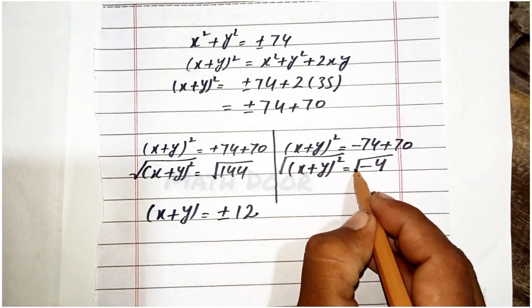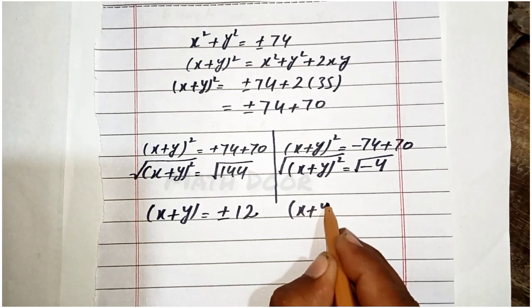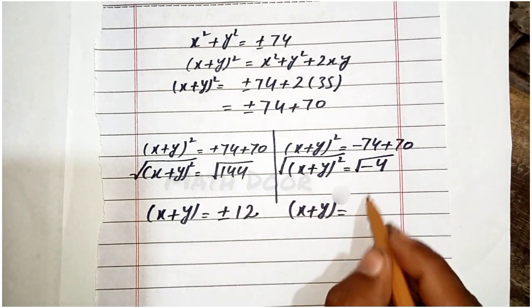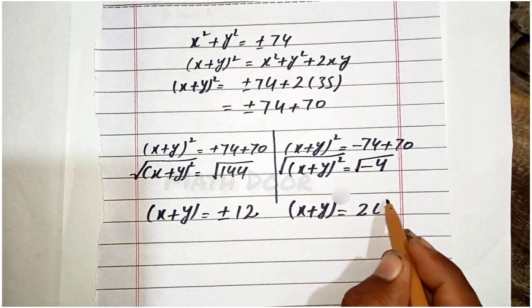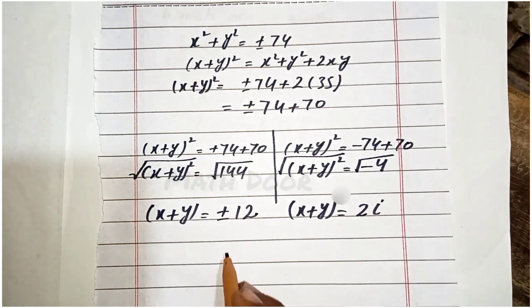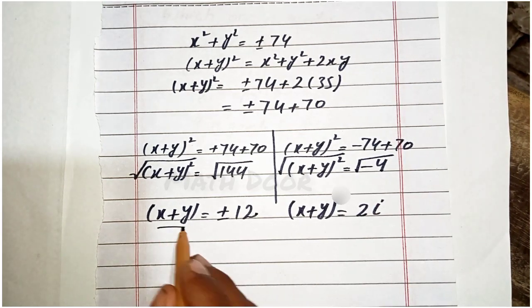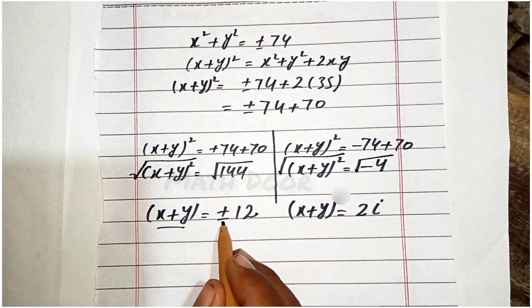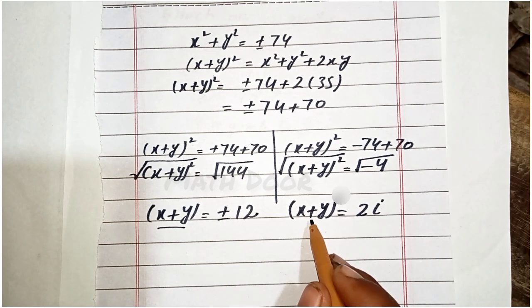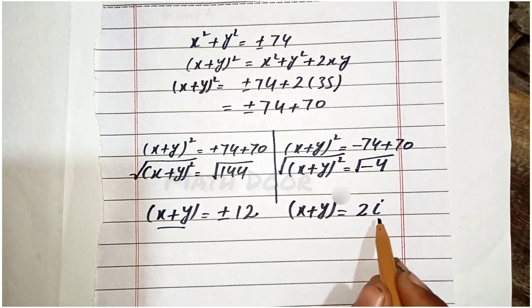Take a square root on both sides. x plus y is the square root of minus 4, which would be equal to 2 iota. So our answer is that x plus y is equal to plus minus 12, and another answer is that x plus y is equal to 2 iota.